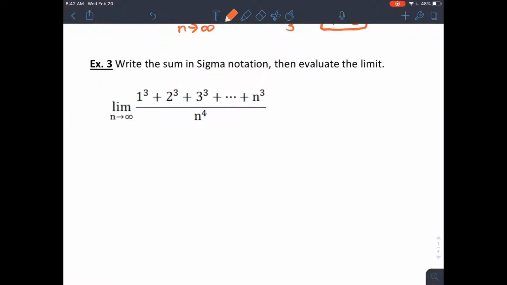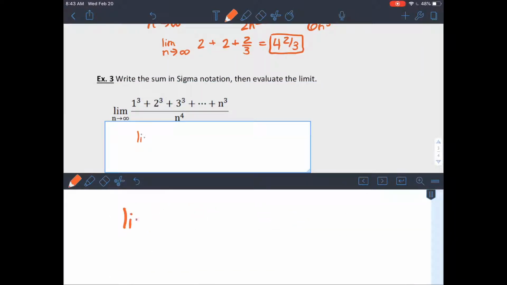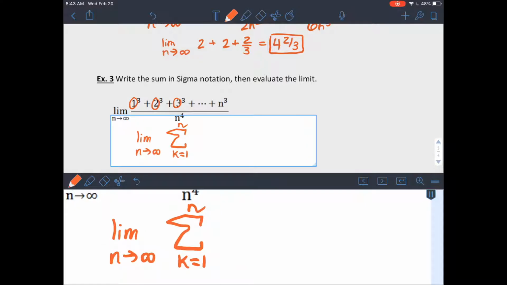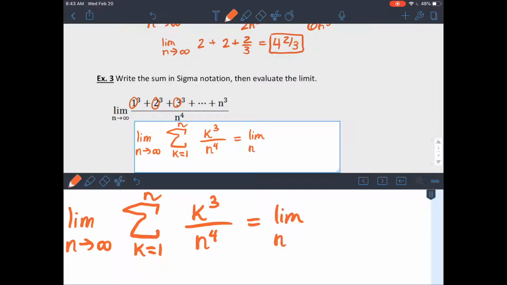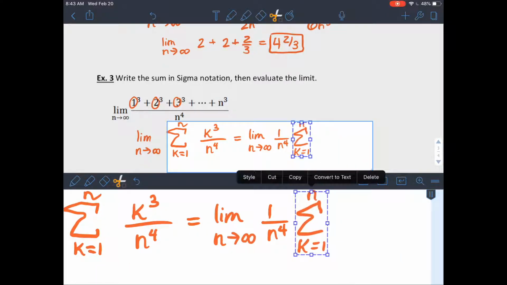This one we have to do the whole thing. We have to write a formula for our series, and then we have to figure out what it adds up to. So if I was to add up all these numbers, a whole bunch of perfect cubes, divided by our value to the 4th power, it's going to look like a whole bunch of perfect cubes, so that's changing. My index is k to the 3rd. And then I can factor out a 1 over n to the 4th.